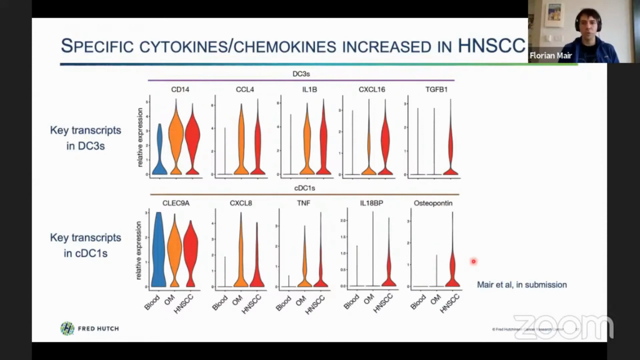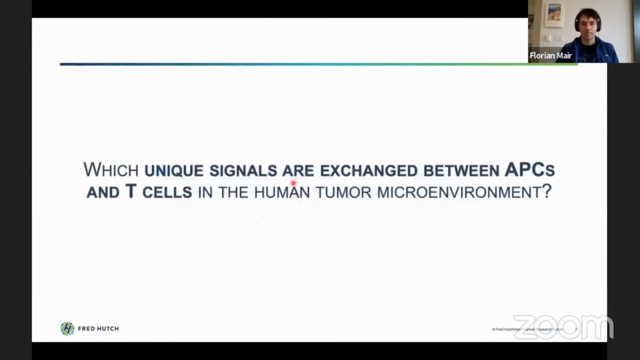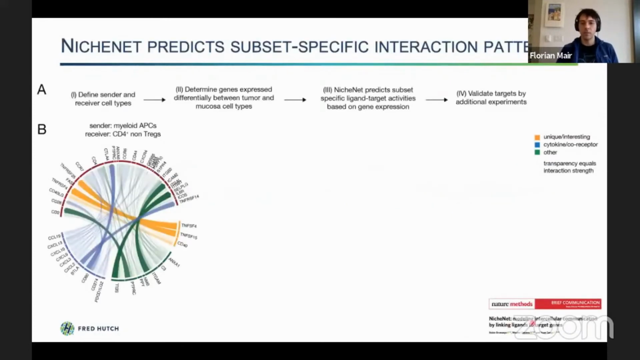So at this point, we knew that there were few chemokines and cytokines that are indeed enriched in the tumor microenvironment, but we didn't really know how to link that with the T-cell effector function. And then we came across this really nice tool that allowed us to address this question: which unique signals are exchanged between APCs and T-cells in the human tumor microenvironment? And the tool that we used is termed NicheNet. Down here is a link to the publication.